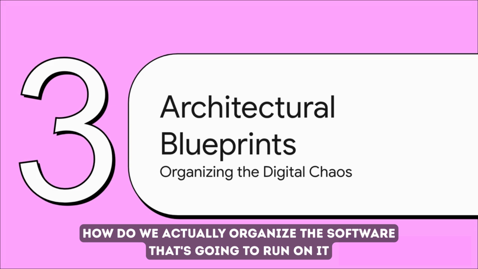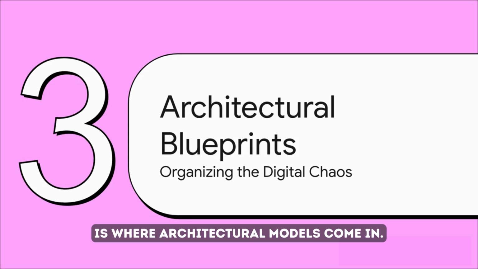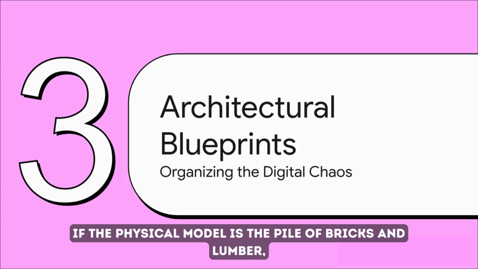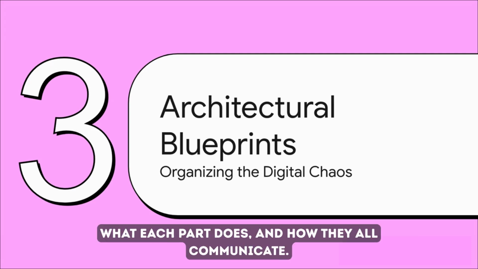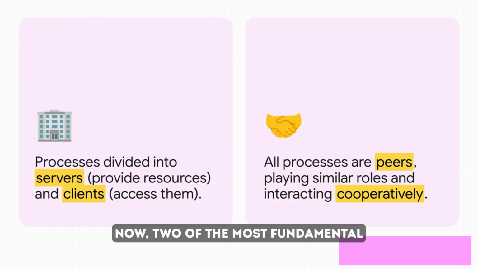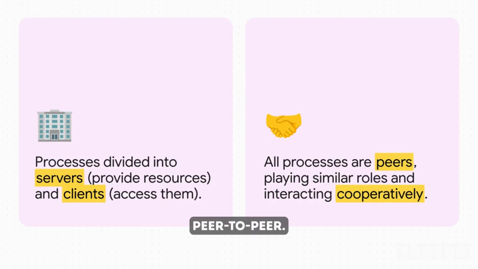How do we actually organize the software that's going to run on it and make it do something useful? That, my friends, is where architectural models come in. If the physical model is the pile of bricks and lumber, the architectural model is the actual blueprint for the house. It defines the structure, what each part does, and how they all communicate. Now, two of the most fundamental patterns you'll see everywhere are client-server and peer-to-peer.